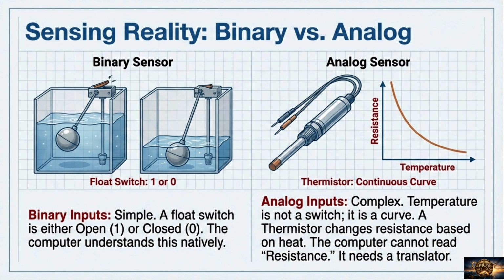When sensing reality, computers prefer binary inputs, like a simple float switch that is either open or closed. However, analog inputs, like a thermistor that changes resistance based on heat, require translation because the computer only understands ones and zeros, not continuous curves.